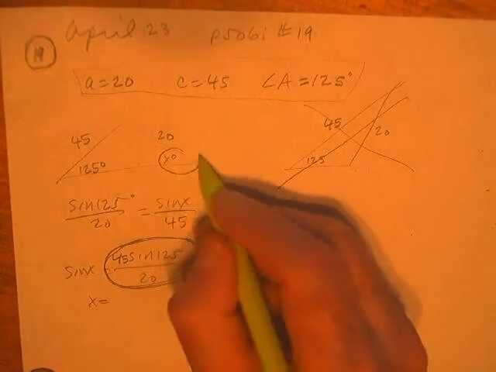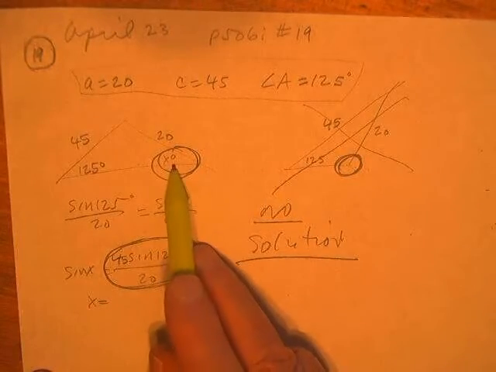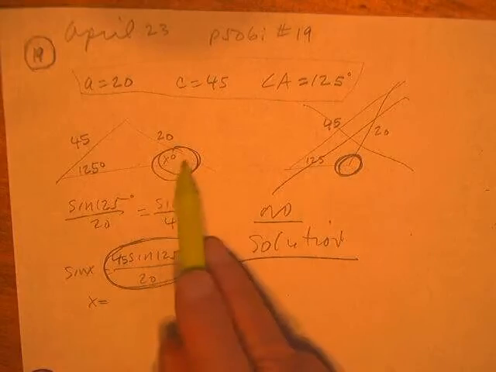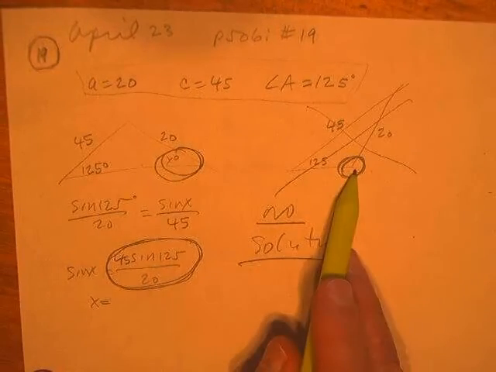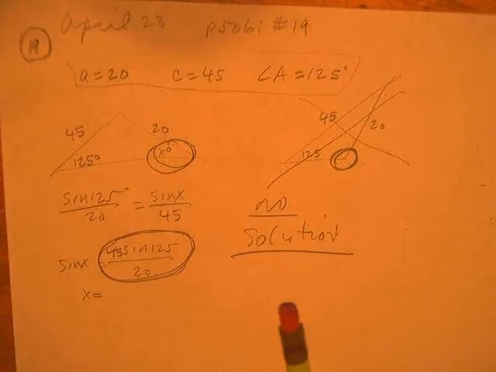Since these corners are supplementary, if that one turns out to be obtuse, then this one will be acute, and if this one turns out to be acute, this one will be obtuse, and you'd have two obtuse angles in the same triangle. There's not a second triangle. So there we go on that one, and we're done.